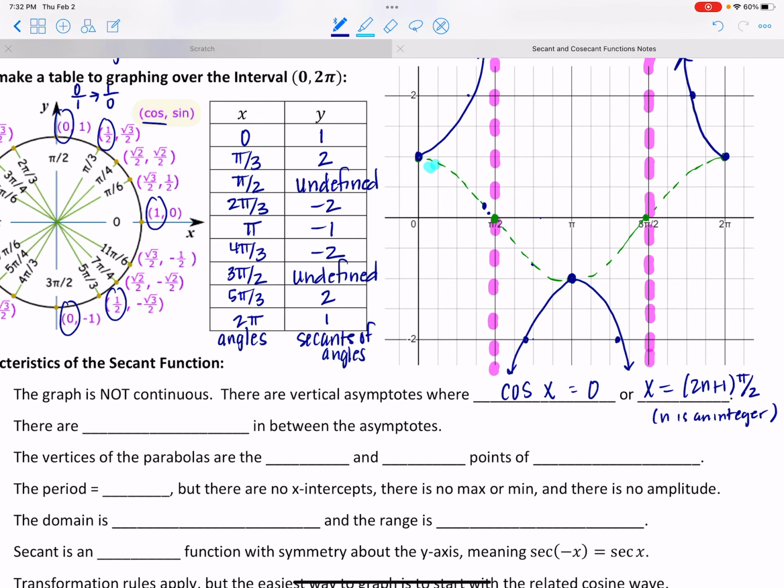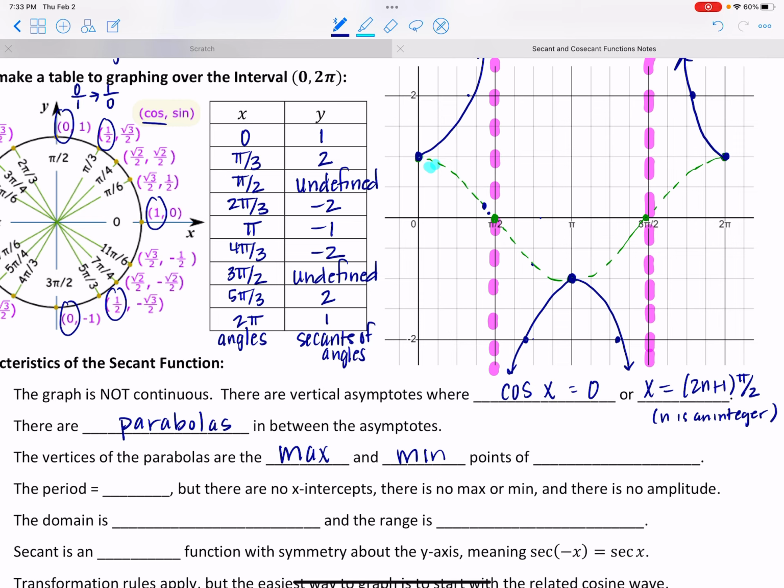So in between the asymptotes, there are parabolic pieces. We can call them parabolas. I don't know if that's exactly correct, but they look parabolic, okay? So there are these parabola-like shapes in between those, and the vertices of those parabolic pieces are actually the maxes and the mins of cosine. So the maxes of cosine, we had here and here, that's a vertex, vertex, and then the min, vertex. Okay, so those maxes and mins are where we're going to put the vertices of our parabolic pieces.